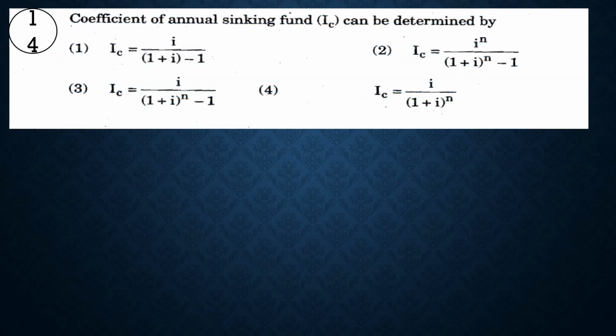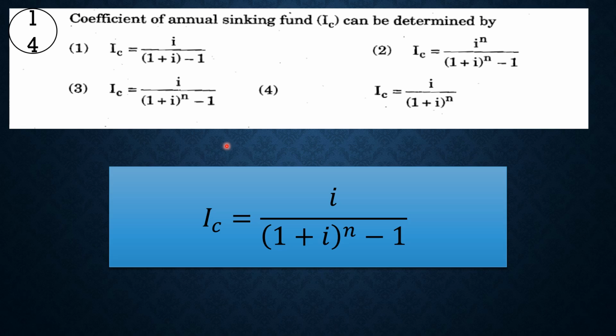Then coefficient of annual sinking fund, IC, can be determined by IC is equal to i divided by (1 plus i) raised to n minus 1.